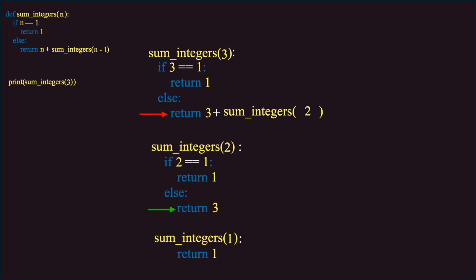We left off sum integers 3 with return 3 plus sum integers 2. Well, we just figured that out. Sum integers 2 returns 3, so we plug that in, and we're left with return 3 plus 3. 3 plus 3 is 6. Now we can back out of all of our sum integers functions and return to our original print function where we called sum integers 3. Then we return a value of 6 to our print function, and 6 gets printed.